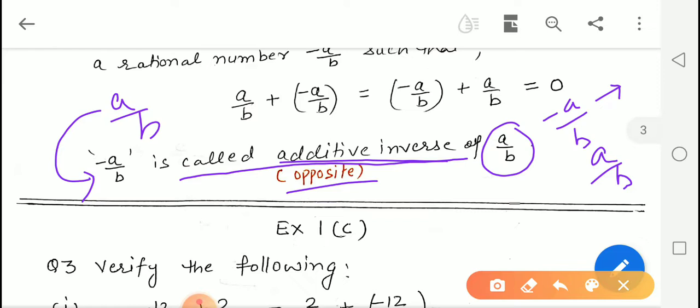Now let us do some questions based on these properties from exercise 1C. We will continue 1C.